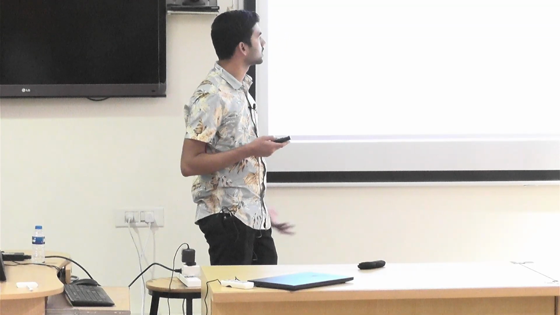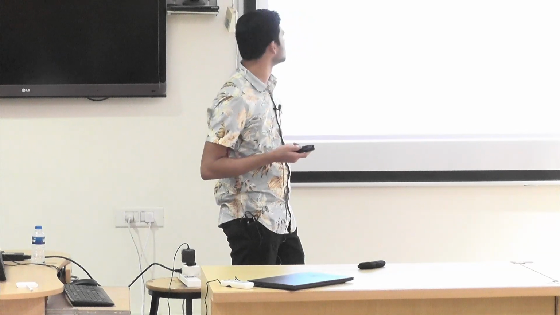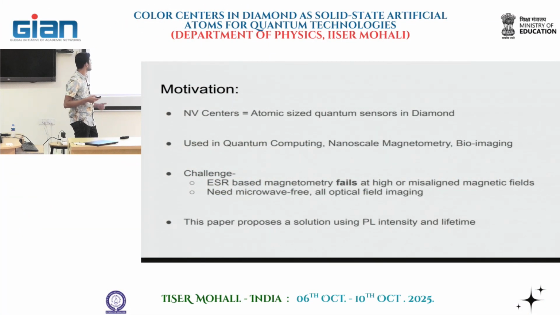So first, let's have a look at the research motivation of this paper. NV centers are basically atomic-sized quantum sensors in diamond. These are used in quantum computing, nanoscale magnetometry, and bioimaging. The challenge for ESR-based magnetometry is that it fails at high magnetic fields or even misaligned magnetic fields, and in this method we rely on microwave scanning to detect the frequency range and then calculate the magnetic field.